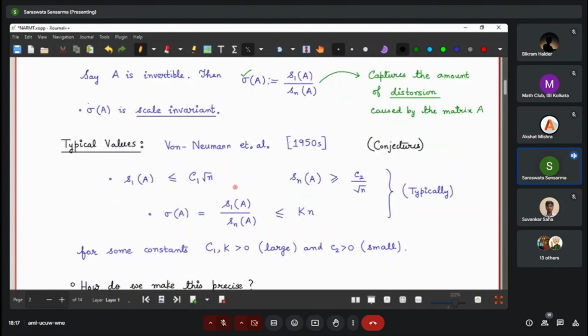And then you can just divide and say, okay, the condition number is at most some factor times n. It's at most linear in n. And then he wrote this and said typical. Now, what does typically mean?